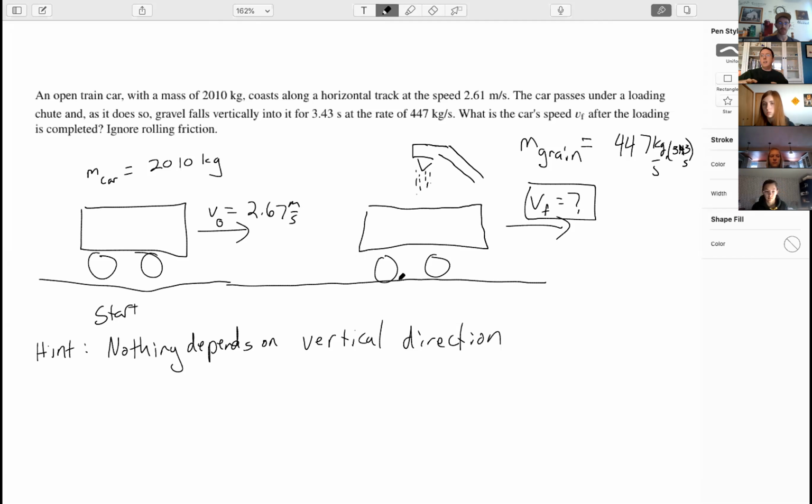And so the net force would be zero in the y direction, which means the net impulse would be zero in the y direction, which means the momentum doesn't change in the y direction. So nothing changes in the y direction. Okay, so you don't have to worry about that. Only focus on the horizontal direction. Okay.